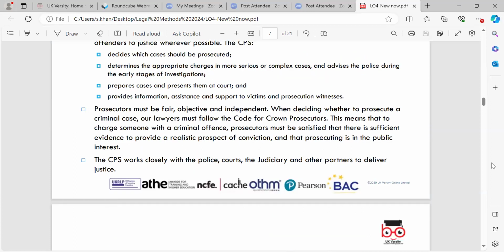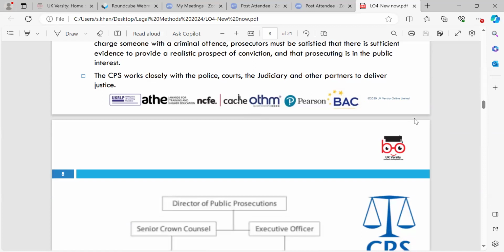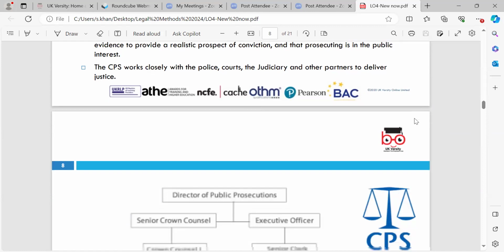Prosecutors must be fair, objective and independent. When deciding whether to prosecute a criminal case, the lawyers must follow the Code for Crown Prosecutors. This means that to charge someone with a criminal offence, prosecutors must be satisfied there is sufficient evidence to provide a realistic prospect of conviction, and that the prosecution is in the public interest. The CPS works closely with the police, the judiciary and other partners to deliver justice.